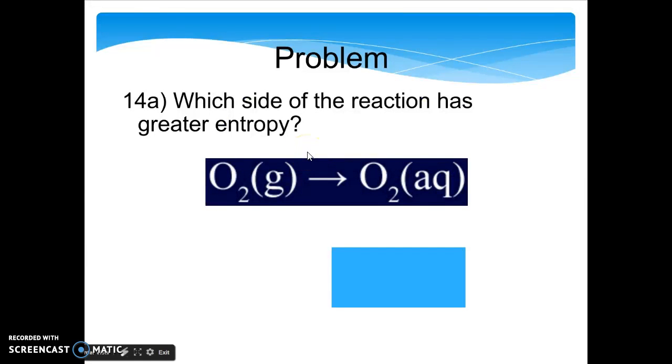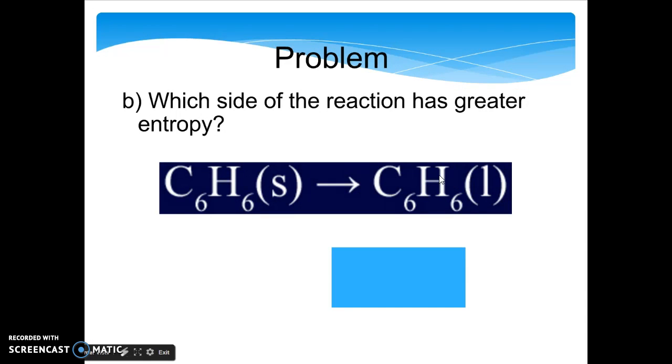Okay, let's look at this example. Which side of a reaction has greater entropy? We have O2 as a gas or O2 aqueous. As a gas, it's totally chaos. As an aqueous, it's in that liquid solution. So in this case, the greater entropy is definitely on the left. Gas pretty much always wins.